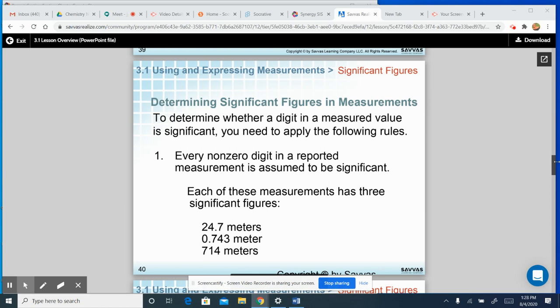Okay, when we are determining which figures in a measurement are significant, every non-zero digit in a reported measurement is going to be assumed to be significant. So in these three examples, in 24.7, the 2, the 4, and the 7, all three are considered to be significant. In the 0.743, the 7, the 4, and the 3 are considered to be significant. And then in 714 meters, the 7, the 1, and the 4 are considered to be significant.